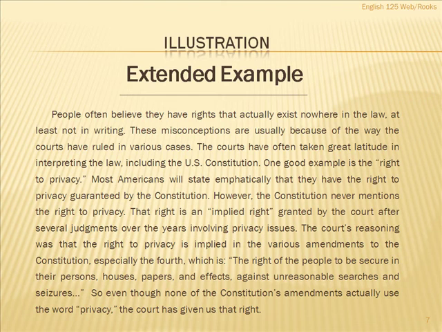Go along with me here. People often believe that they have rights that actually exist nowhere in the law, at least not in writing. These misconceptions are usually because of the way the courts have ruled in various cases.